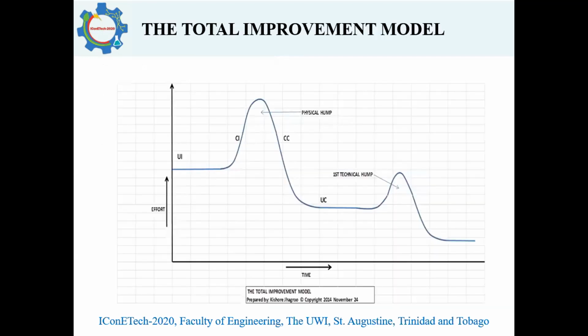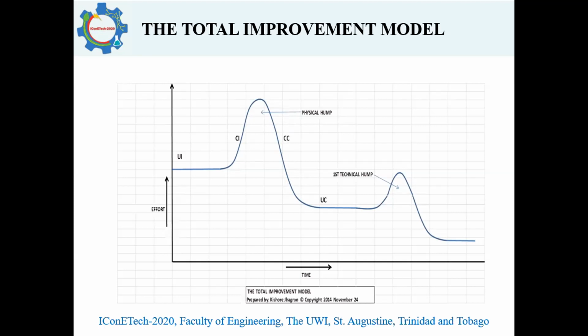This model, the total improvement model, talks about the industry at different stages of its development. The vertical axis, the y-axis, will be effort, and the x-axis will be time. The first stage is what we refer to as being unconsciously incompetent. We will define it a little later on. Unconsciously incompetent is when a lot of companies are not functioning in a benchmarking mode, but they are really operating internally.